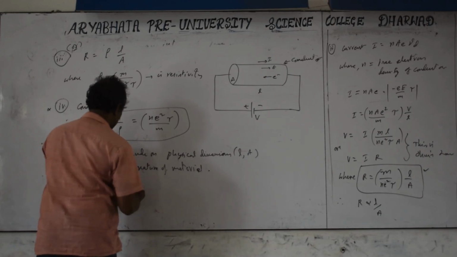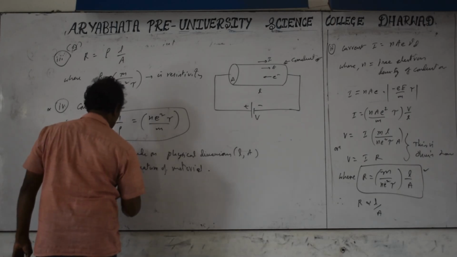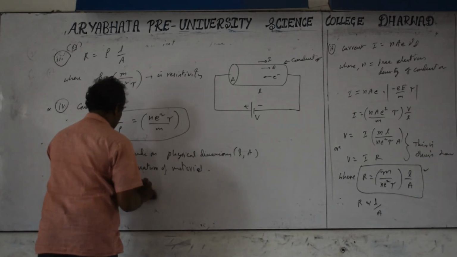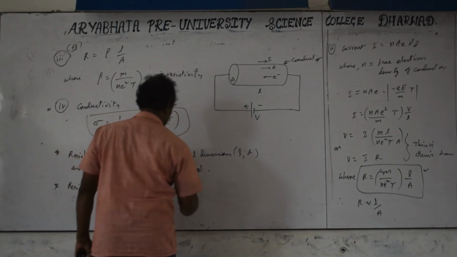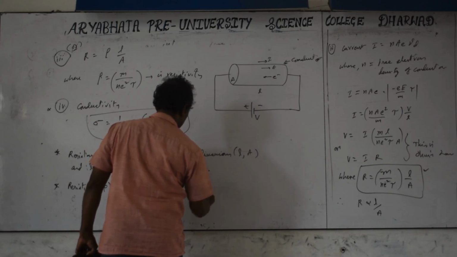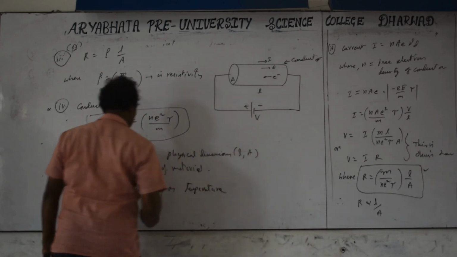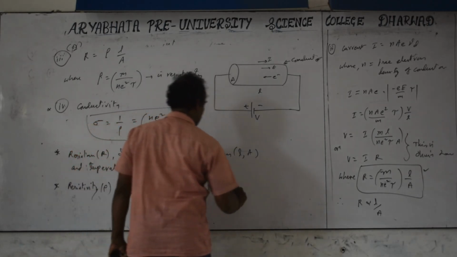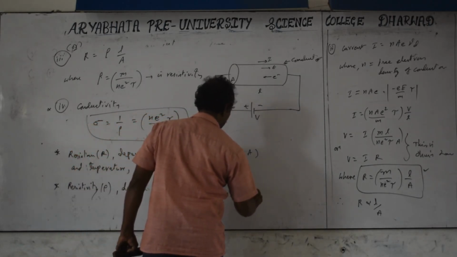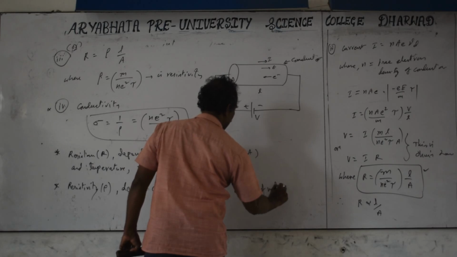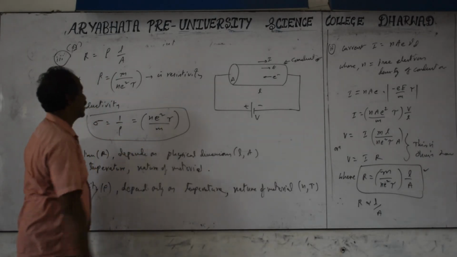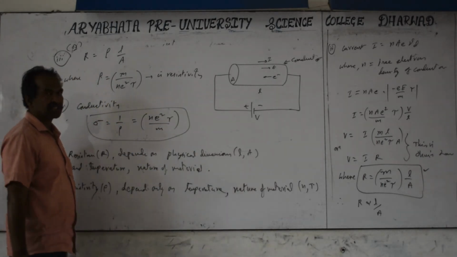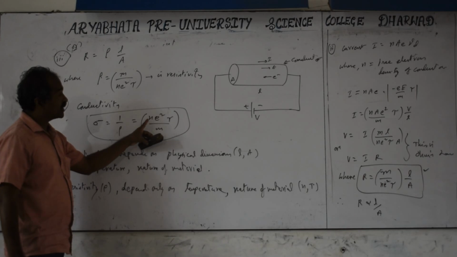Conductivity, one is interrelated to the other anyway. It depends only on temperature, and the nature of material. That means n, and because m and e, electron mass and charge, cannot be changed; they are fixed always. So the remaining variable possibilities are n and tau.